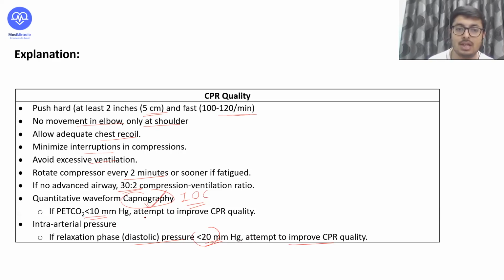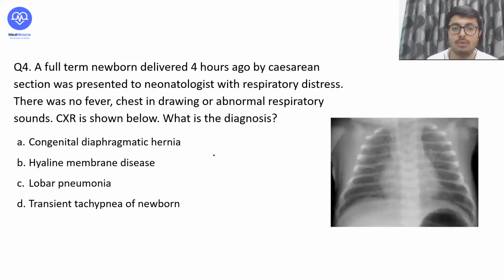Capnography is the investigation of choice for assessing the quality of CPR, and the cutoff is less than 10 mmHg to improve the CPR. So the steps of CPR, the specifications, and the ways of monitoring the quality of CPR are very, very important. It is a very trending and hot favorite topic for examiners in Central Institute. So don't try to skip this topic, right? It should be covered. Next question.